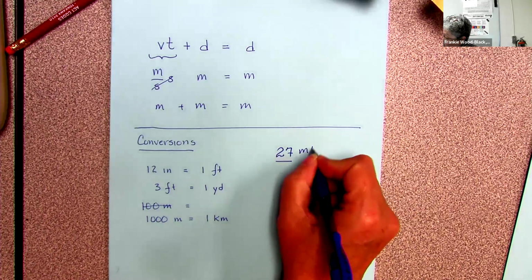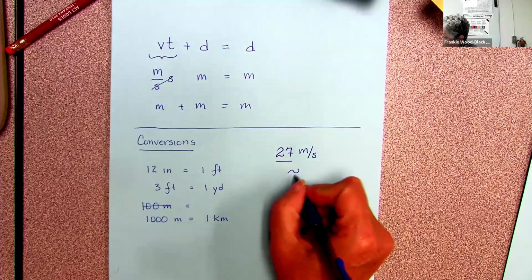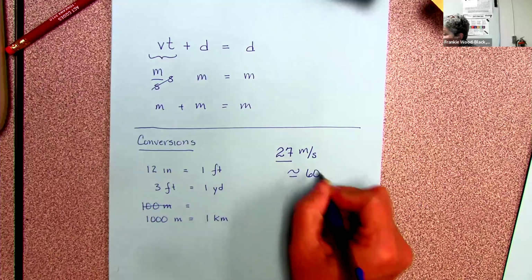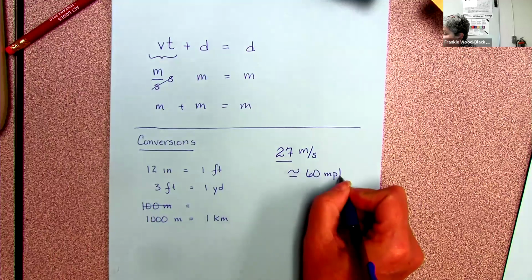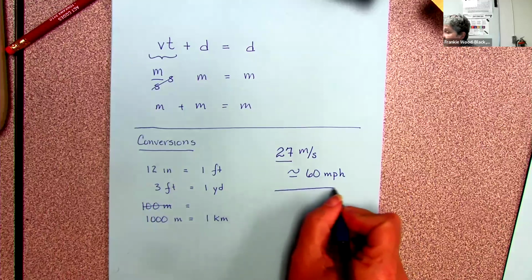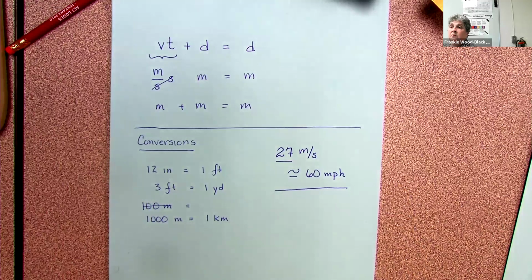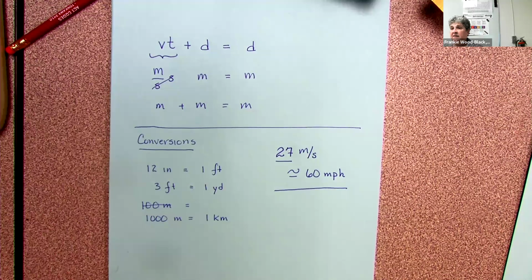27 meters per second is approximately 60 miles per hour. So that's going to give you a way to look at the problem when you've done your calculation. Is something reasonable?